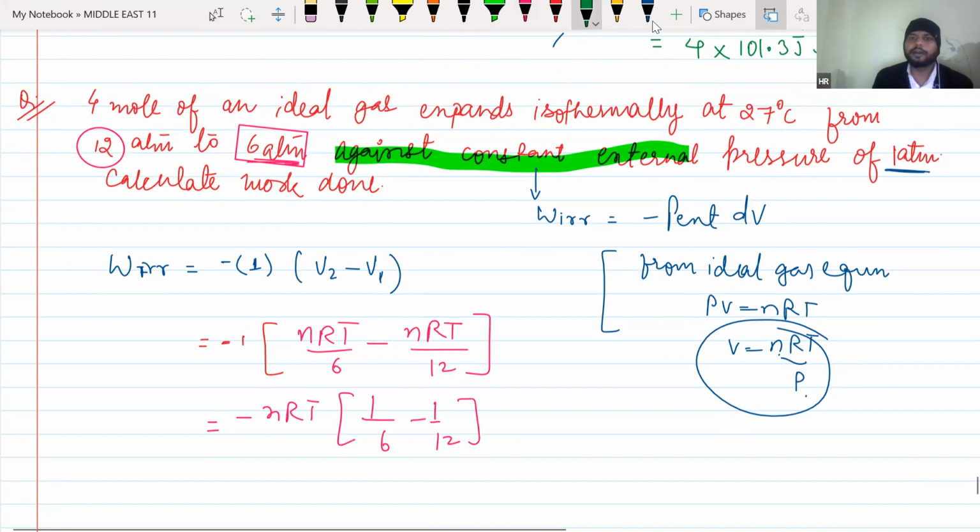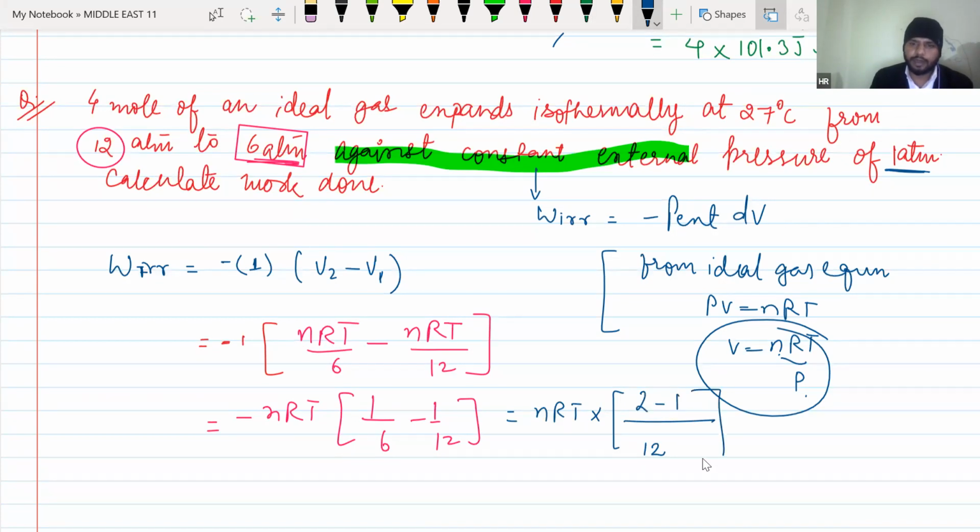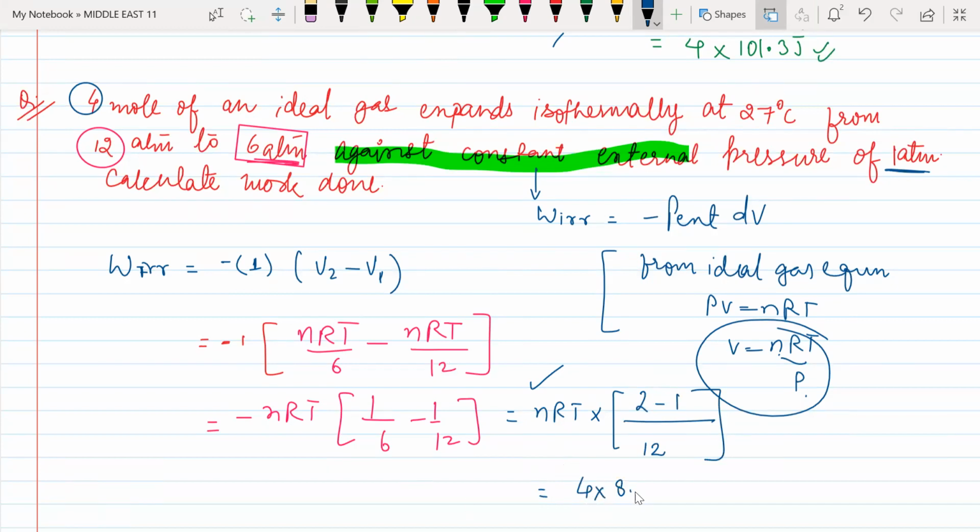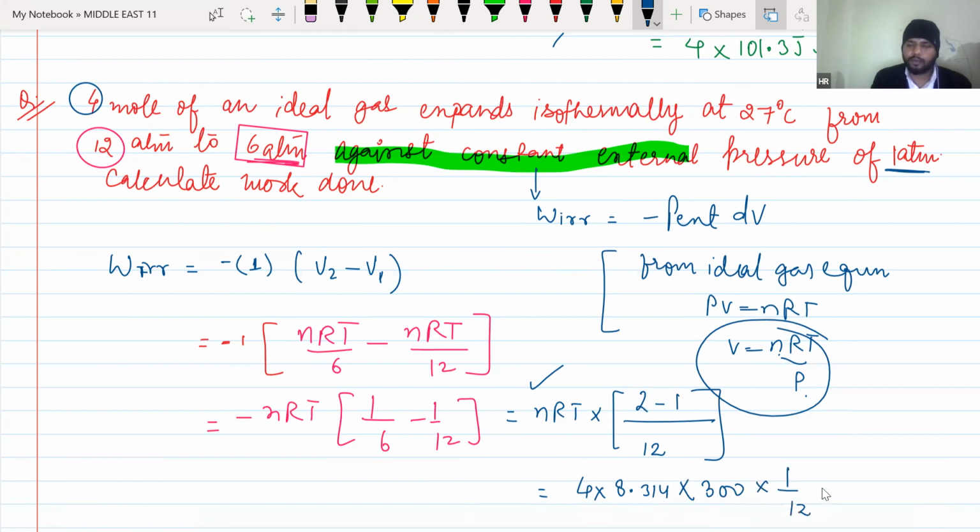Krishna, are you getting it? Yes, sir. Fawaz? And you can easily solve it: nRT into, after solving this, you can take 12 as the LCM, 2 minus 1. It will be nRT, number of moles. How many moles are here? 4. And what will be the value of R? You can take 0.082, sir. No, 8.314, you can take it, so it will be in joule, and temperature is 27 degrees centigrade, so it will be in Kelvin, and the value will be 1 by 12. Now you will multiply and the value will be directly in joule.